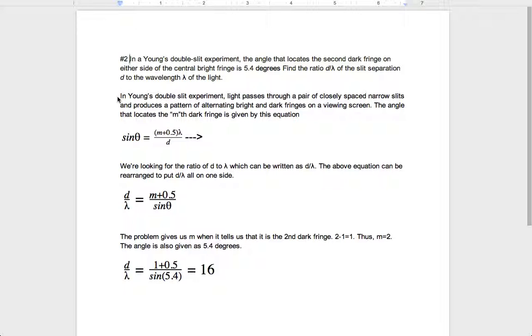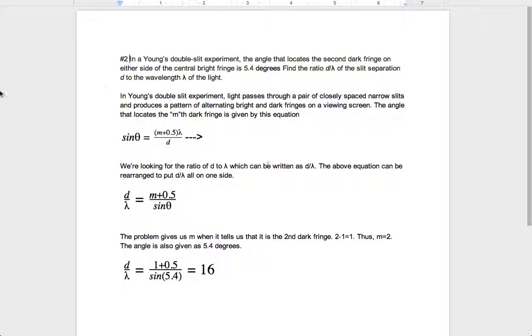And generally, in a Young's double slit experiment, light passes through a pair of narrow slits and produces a pattern, and the pattern alternates bright and dark fringes on the viewing screen. And the angle that locates the mth dark fringe is given by this equation. So basically, if it's the 7th dark fringe, you put the 7 where m is, and then solve for theta, and that'll give you the angle that locates the 7th, or whatever dark fringe you're looking for.